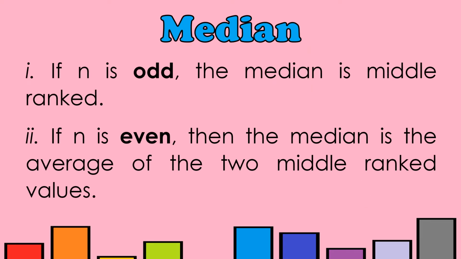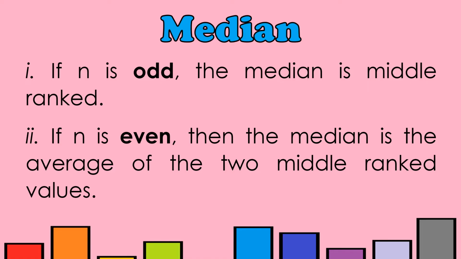Let's try to remember these conditions. If the n is odd, for example, 1, 3, 5, 7, 9, and so on, the median is the middle rank. You don't need to use the formula because you need to arrange the data and then point out the middle one. That is the median. But if n is even, after you arrange the data, you need to get the two middle ranks and then get the average.